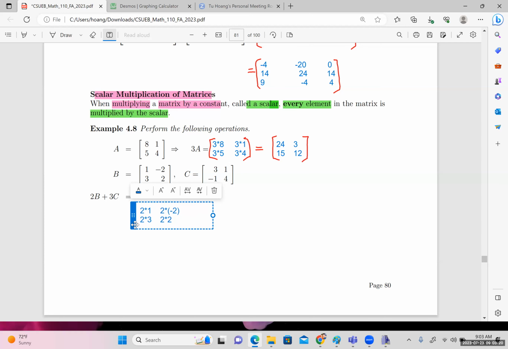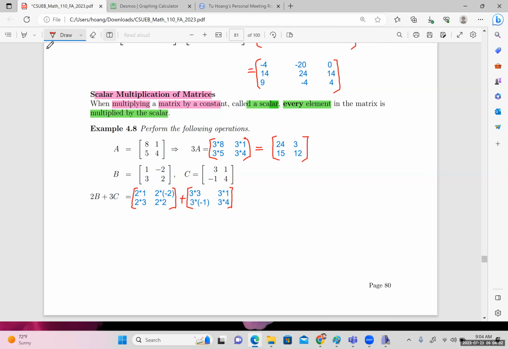And adding with 3 times C, right? So 3 times 3, 3 times 1, and 3 times -1, maybe I move this a little bit, 3 times 4. Okay. So let's move this up. And I will draw the box here, adding those together.